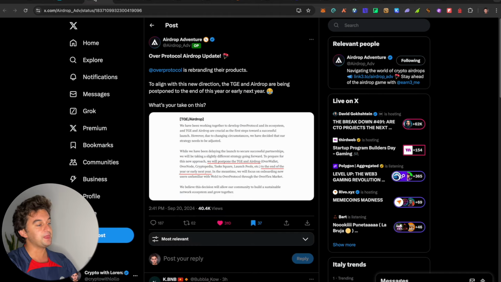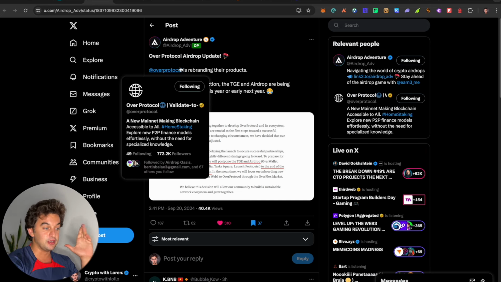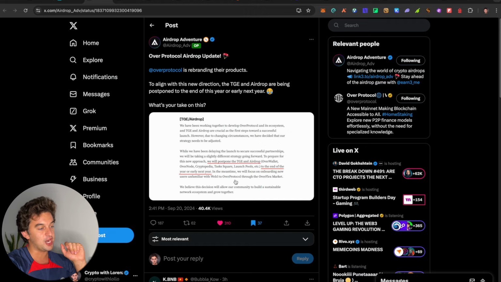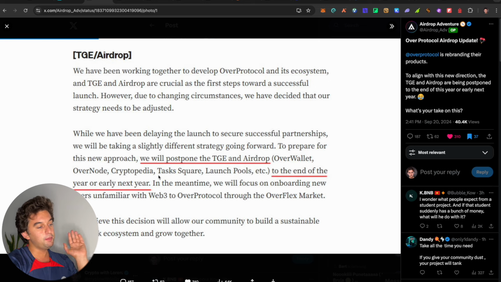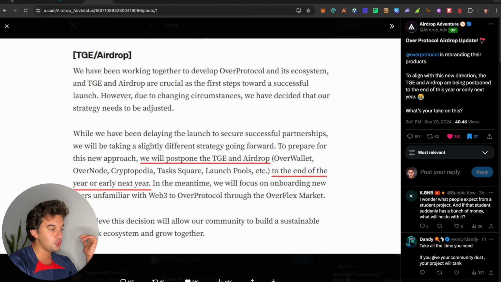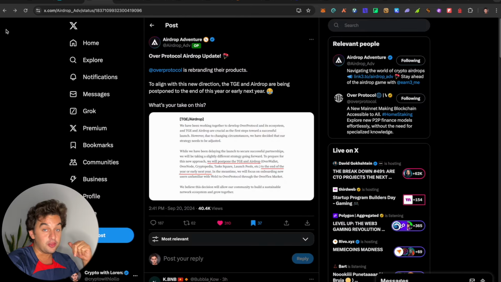Following up, we have the Over Protocol airdrop update over here. If you are farming, or if you were farming the Over Protocol, which we did see on the channel, we have some bad news for you. Here it says that they will postpone the TGE and the airdrop, the Over Wallet, Over Node, Cryptera, Task Square, Launch Pool, etc., to the end of the year, which is not that far off. We still got only 3 months to go, or early next year. This is because they are rebranding their ecosystem. They are delaying the launch to secure successful partnerships. So we are on the waiting list for this airdrop, but I will keep you in the loop when we get the scoop.